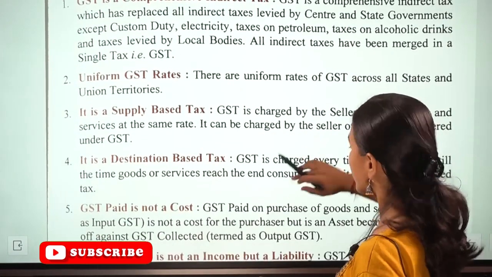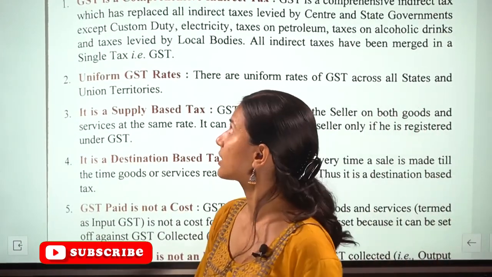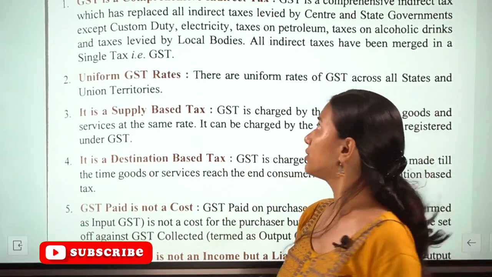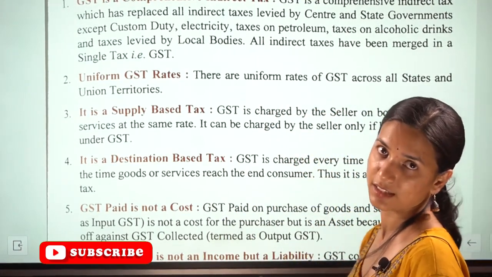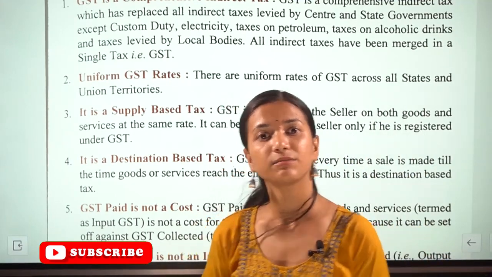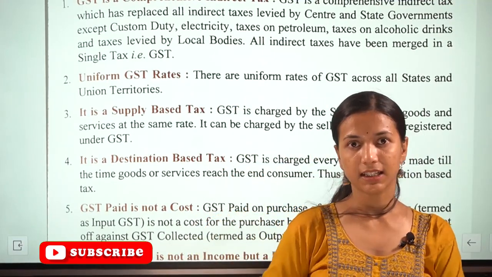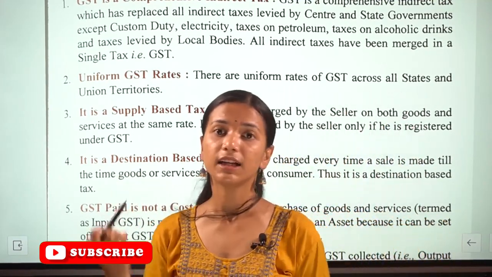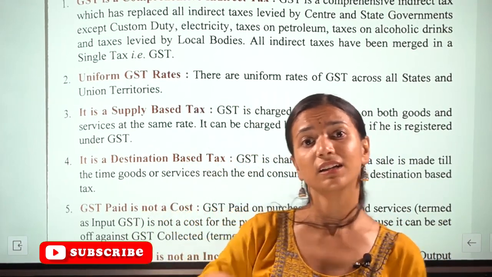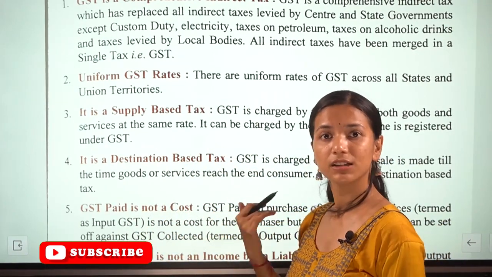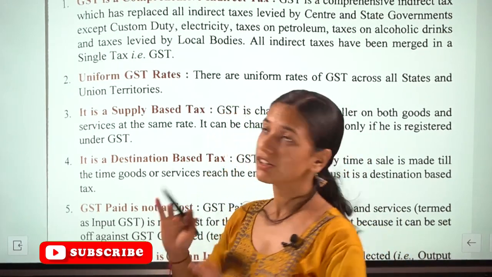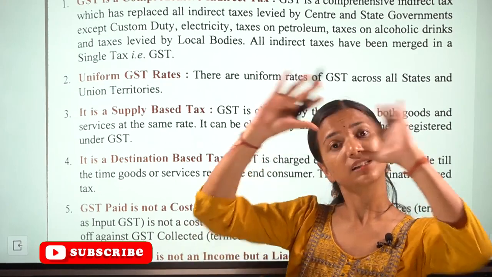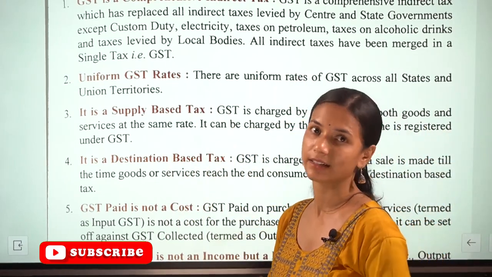Next we have the characteristics of goods and service tax. The first point is GST is a comprehensive indirect tax. Comprehensive indirect tax means it is an indirect tax. It is collected from the customers via the products you are buying, and it is collected by the government. Comprehensive means it is the mixture of all those indirect taxes.